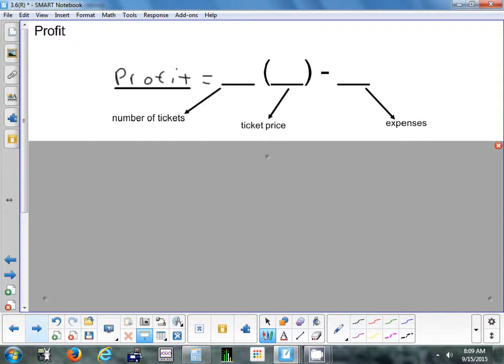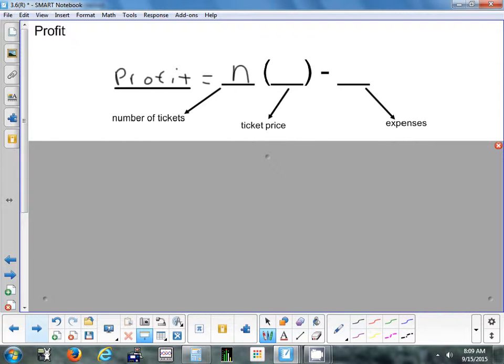What might be a good letter for number of tickets? T. We could use T. I'm going to use T for something else, though, but I do like T. But how about number of tickets? N. All right? So it's the number of tickets. Usually that's going to be the number of tickets we sell, for whatever event we have.